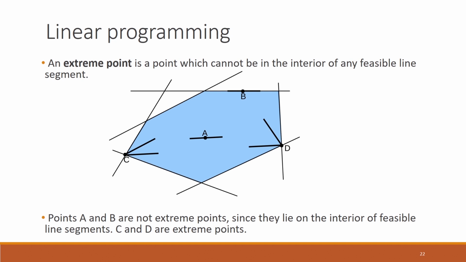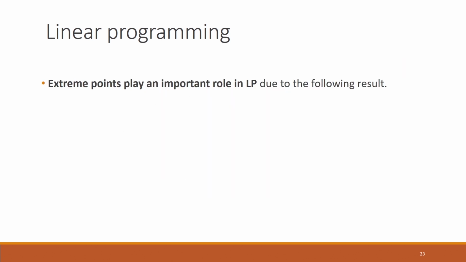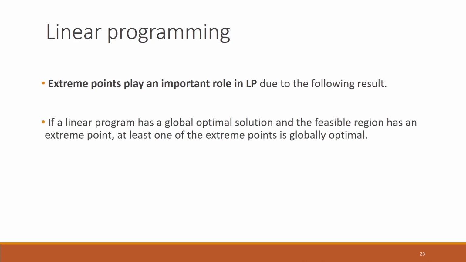Here you can see that point A is lying in the middle of this line segment shown here. Similarly, point B, although it is on this edge, is still lying in the interior of this edge. And these extreme points play an important role in the LP due to the following result. If a linear program has a global optimal solution and the feasible region has an extreme point, at least one of the extreme points is globally optimal. So this is a very strong result.